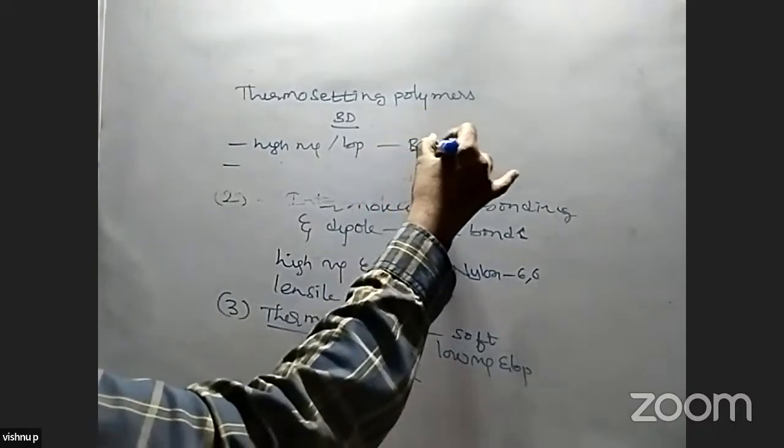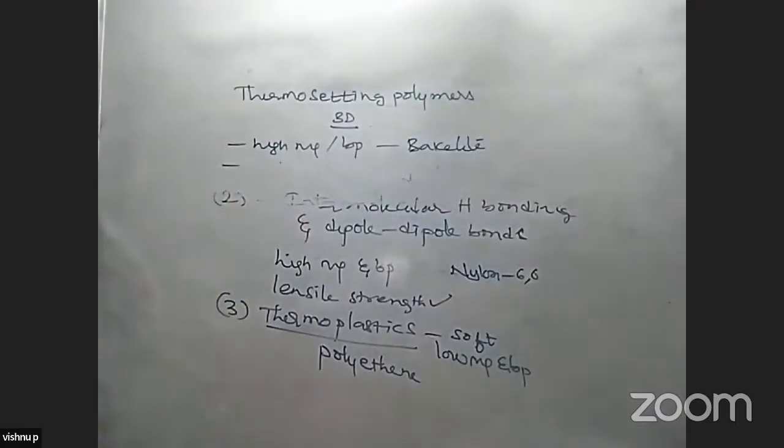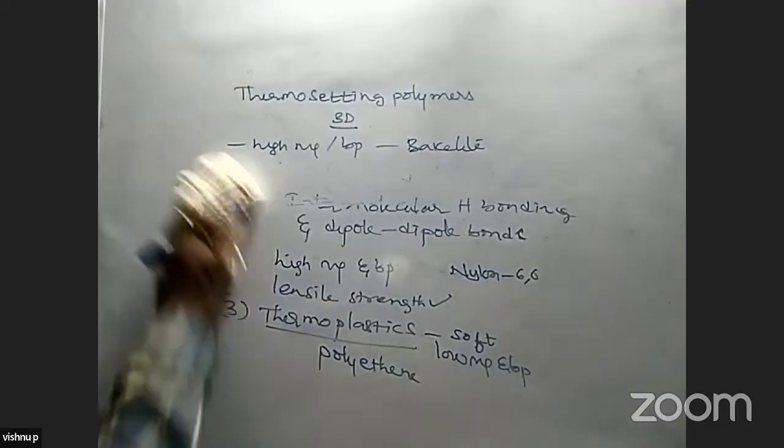So what type of examples? These are very hard: Bakelite, styrene, melamine. These are examples for thermosetting polymers. So this is the classification of polymers based on attractive forces. Polymers are divided into four types: elastomers, fibers, thermoplastics, thermosetting plastics. Next, we'll discuss different types of polymers.